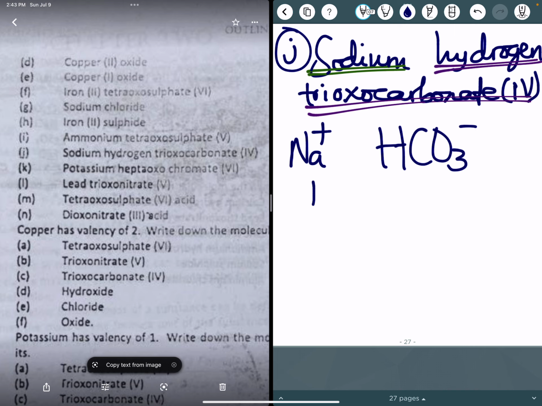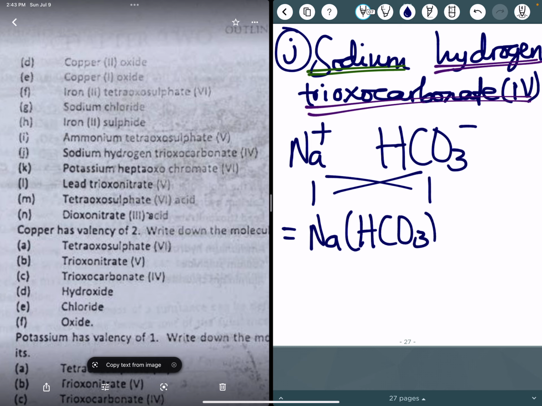So from their charges, I'll write their valencies. These numbers are their charges, plus 1, minus 1. I'll write their valencies 1, 1. So here I'll exchange valencies, and the formula of the compound will be NaHCO3 1. I don't need to put Na in brackets. Na is sodium, representing just one element.